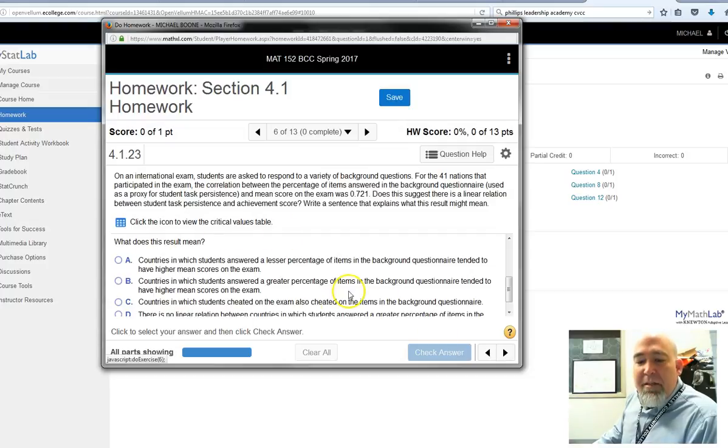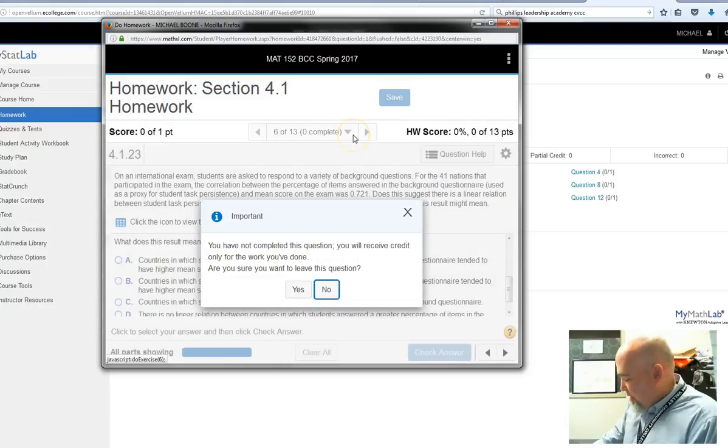Looking at this, what does this mean? That's where you have to interpret the results that you found. Sometimes that's the toughest thing, interpreting, because there are a lot of different interpretations that people have.